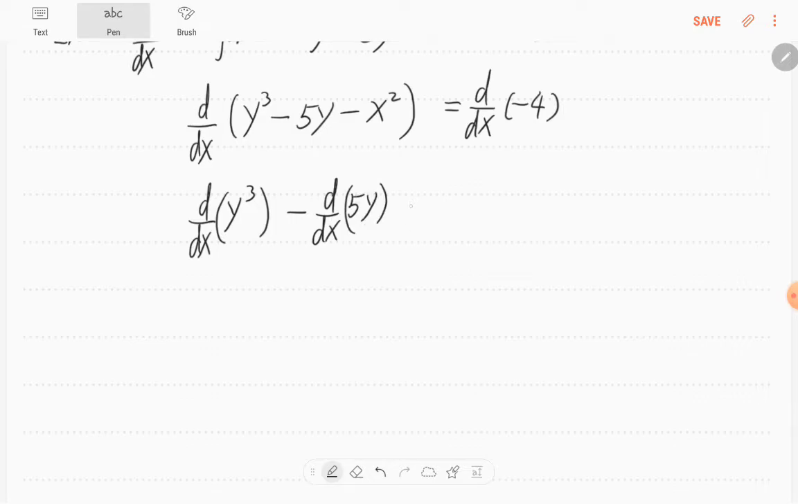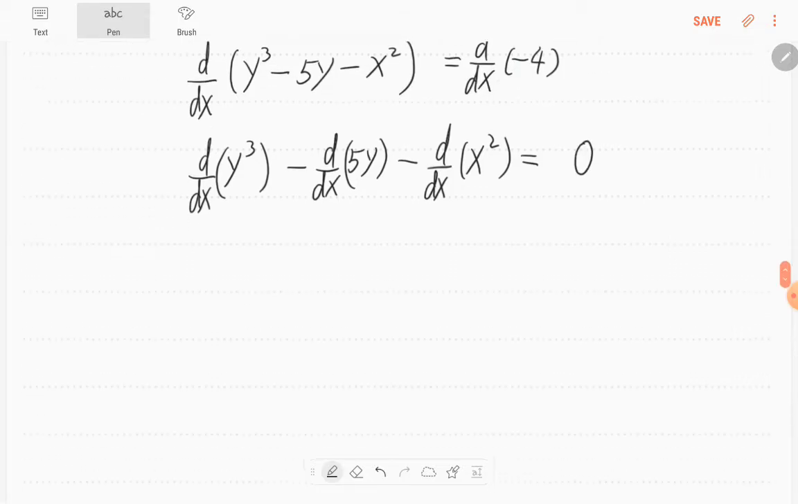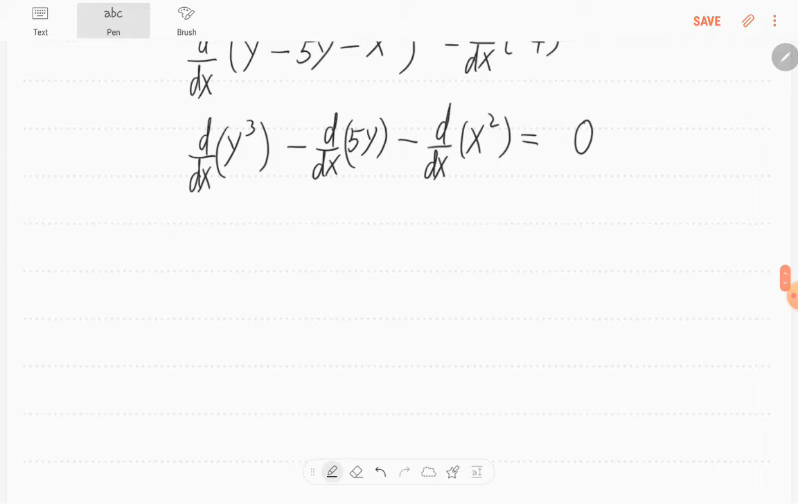dy and the derivative for the 5y, minus d of dx, take the derivative for the x squared. So the right side is the constant, take the derivative would be 0, right? So now let's look at each term by term.